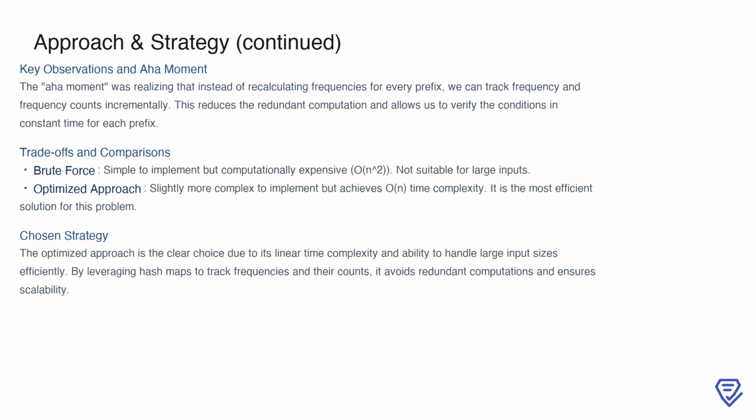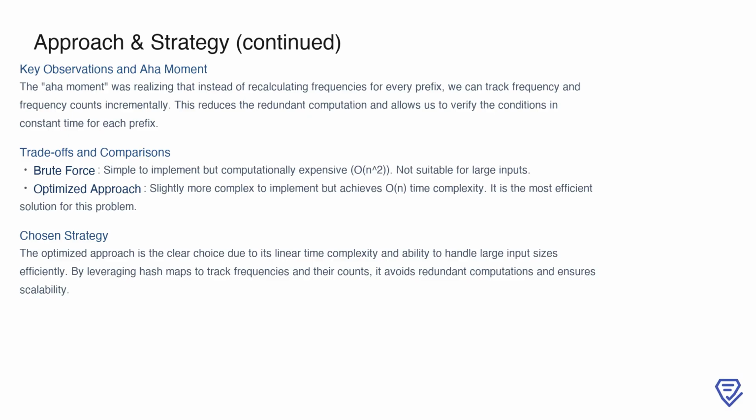The key insight that makes the optimized approach so powerful is the realization that frequencies and their counts can be tracked incrementally. Instead of recalculating everything for each prefix, we simply update the frequency and frequency count maps as we process new elements. This eliminates redundant work and allows us to check the conditions for each prefix in constant time.